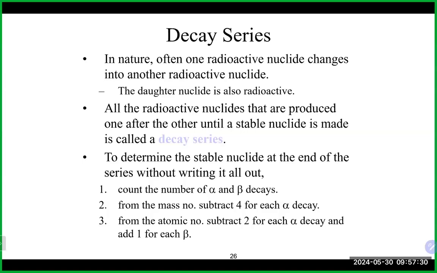Now, if you are just interested in where you may end up, and pretty much all you've got going on are alpha and beta decays, you can just do it mathematically and figure it out. For every alpha decay, you can subtract 4 from the mass number up on top and 2 from the atomic number on the bottom. And for every beta decay, you can just add 1 back to the atomic number on the bottom. So if you're just interested in the end, that's the way you can do it.